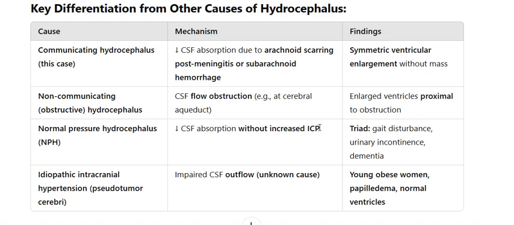Normal pressure hydrocephalus, NPH: impaired CSF absorption without increased ICP. Triad: gait disturbance, urinary incontinence, dementia. Idiopathic intracranial hypertension, pseudotumor cerebri: impaired CSF outflow, unknown cause. Seen in young obese women, with papilledema and normal ventricles.